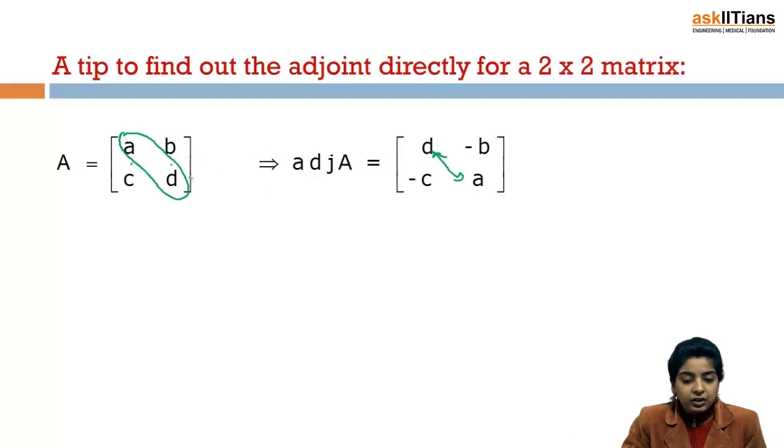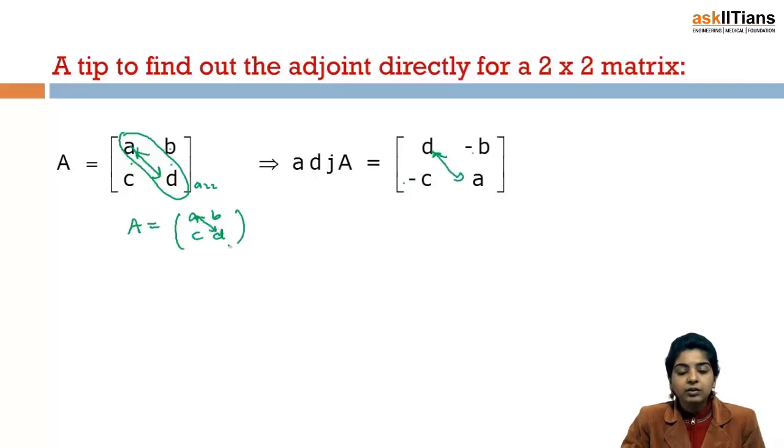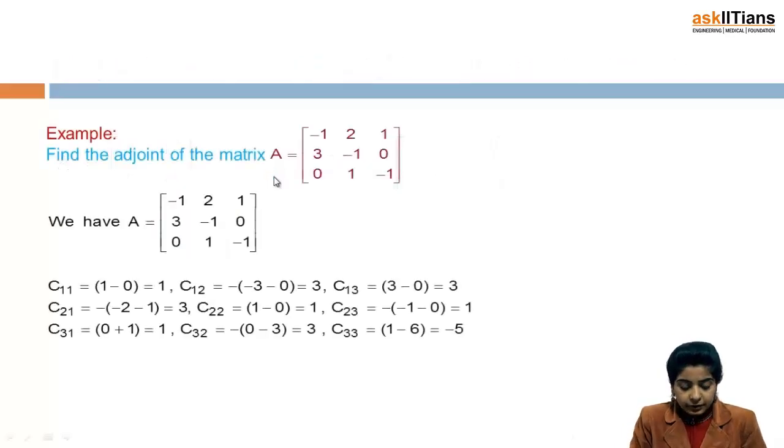The element at A22 will become the element at A11. Just interchange these two elements and then negate the non-diagonal elements. So we put minus here. That is the direct adjoint of A. So if you have a matrix A as A, B, C, D, first of all just interchange the diagonal elements, and then negate the non-diagonal elements. That will give you the adjoint of A. So that was quite simple, right?